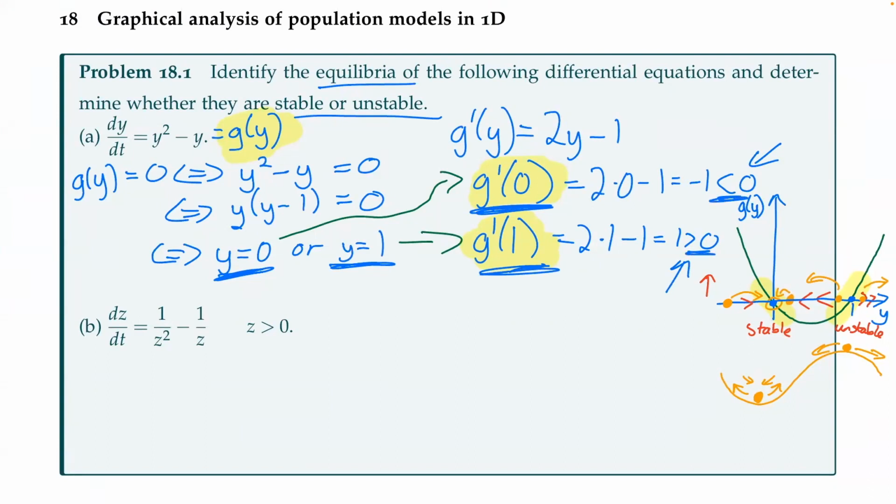If it's negative, then that means that we have something that should, hold on a minute, what's going on here? Yes, this is stable. Sorry, I thought I'd made a mistake then. Stable and unstable. Okay, so when g prime is negative, it's stable. When g prime is positive at our equilibrium, it's unstable.